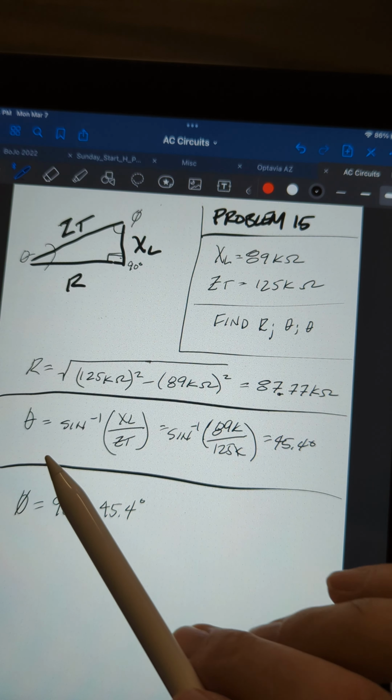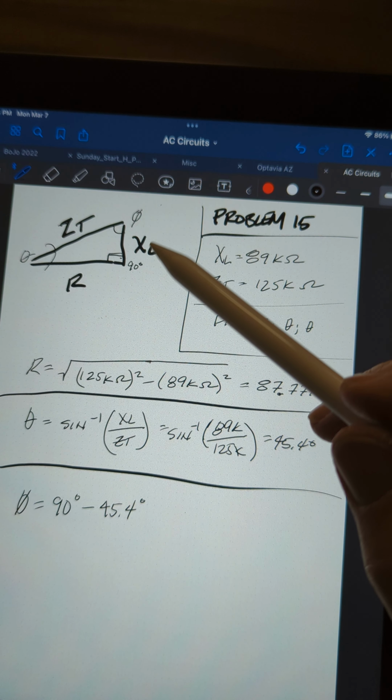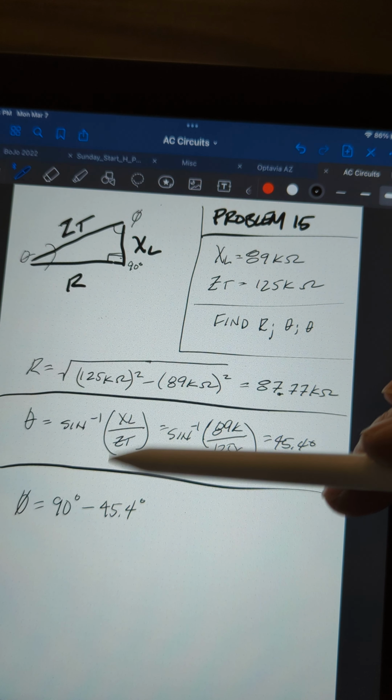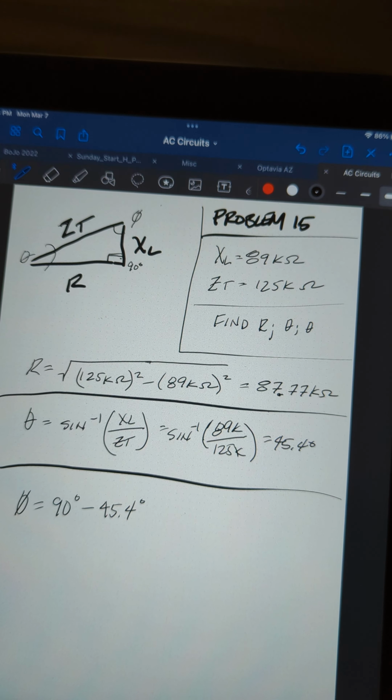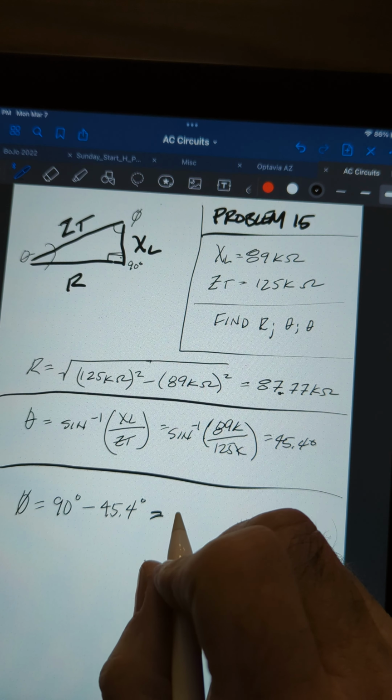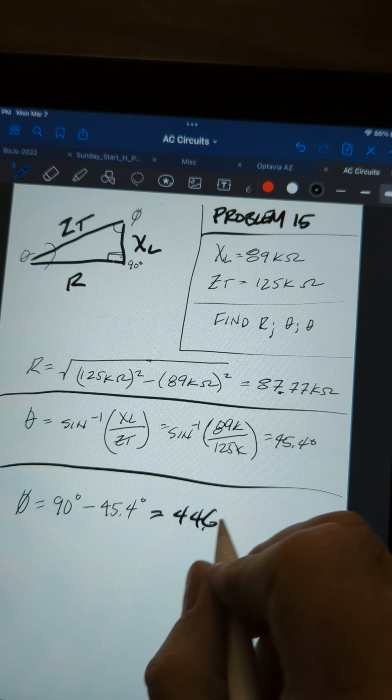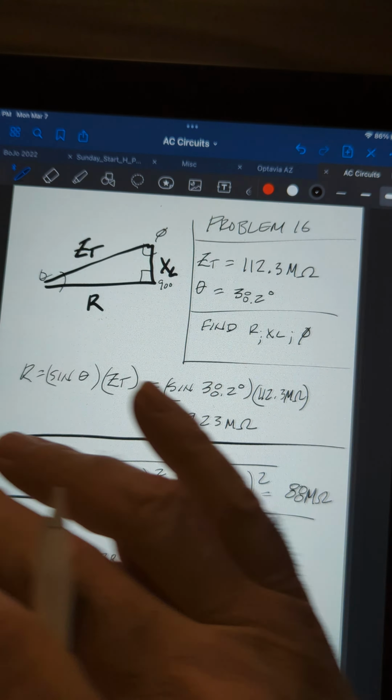Now I want to solve for theta. My theta is going to be the inverse sine of the ratio of X of L over ZT. So that's where I got this formula. I substitute the 89.9 k over 125 k, and I get an angle of 45.4 degrees. And then if I want to solve for phi, I take again 90 degrees minus that 45.4. On problem number 15, phi is going to be 44.6 degrees. All right, check your key for that.